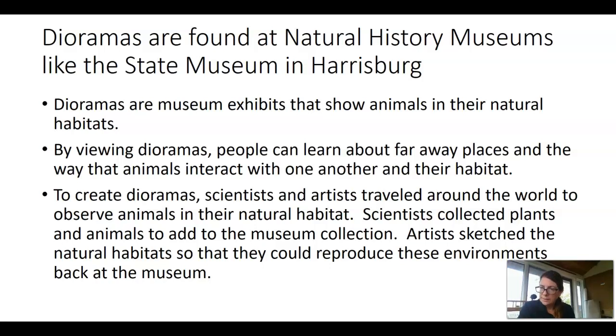When we look at these dioramas, we can learn more about the ways that animals interact with one another and also with their habitat. Most of the dioramas that we see in museums are over 100 years old.